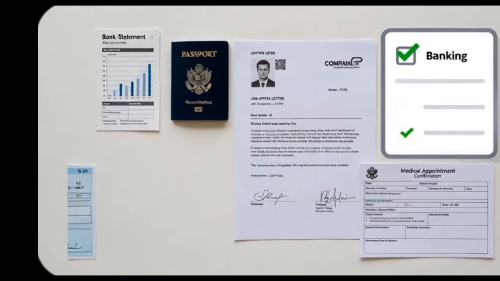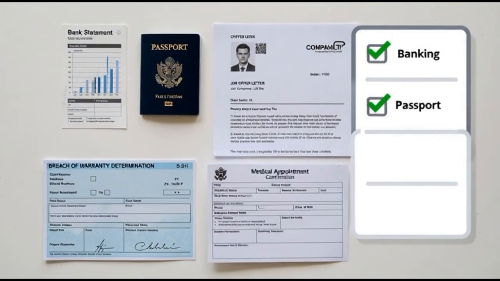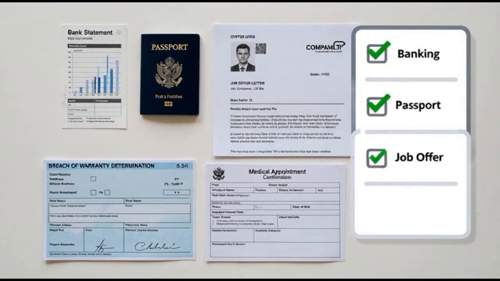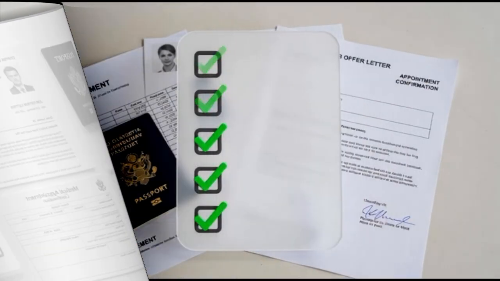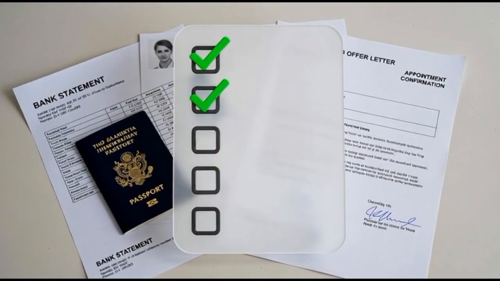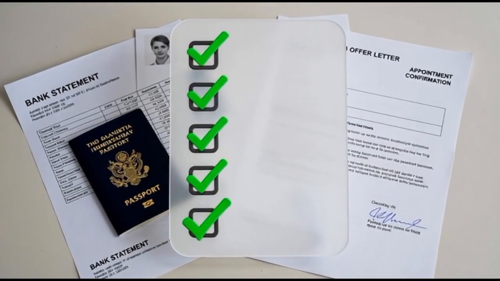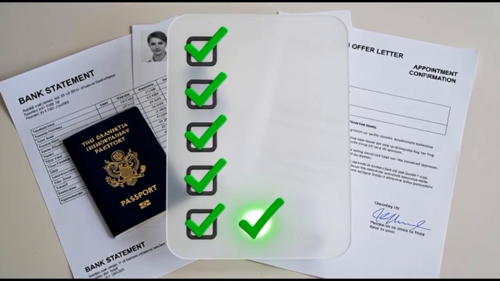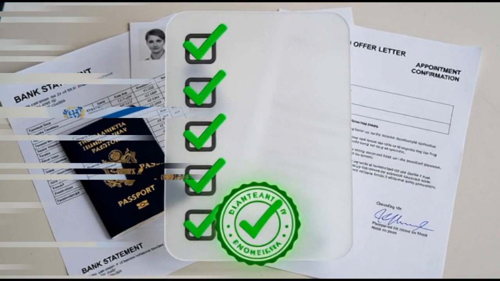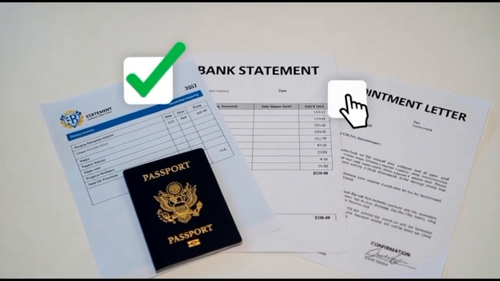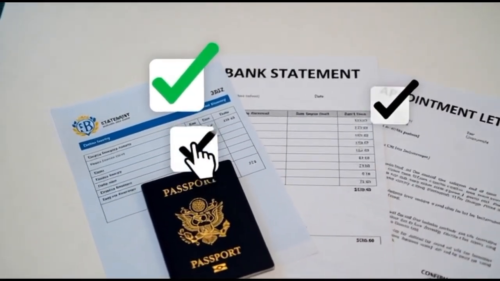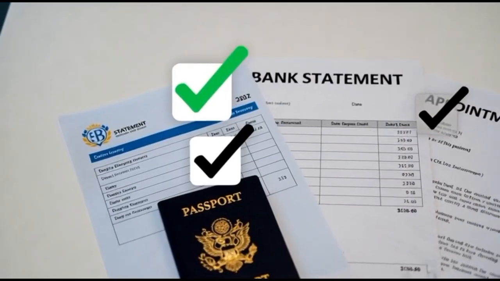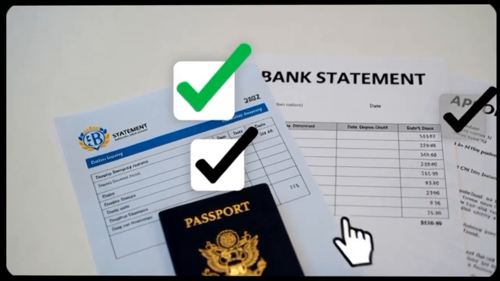Required documents. You should carry a valid passport, DS-160 confirmation page, appointment confirmation, bank statement, job letter or business proof, and a basic travel plan. Remember, documents support your case, but your confidence and answers decide your result.